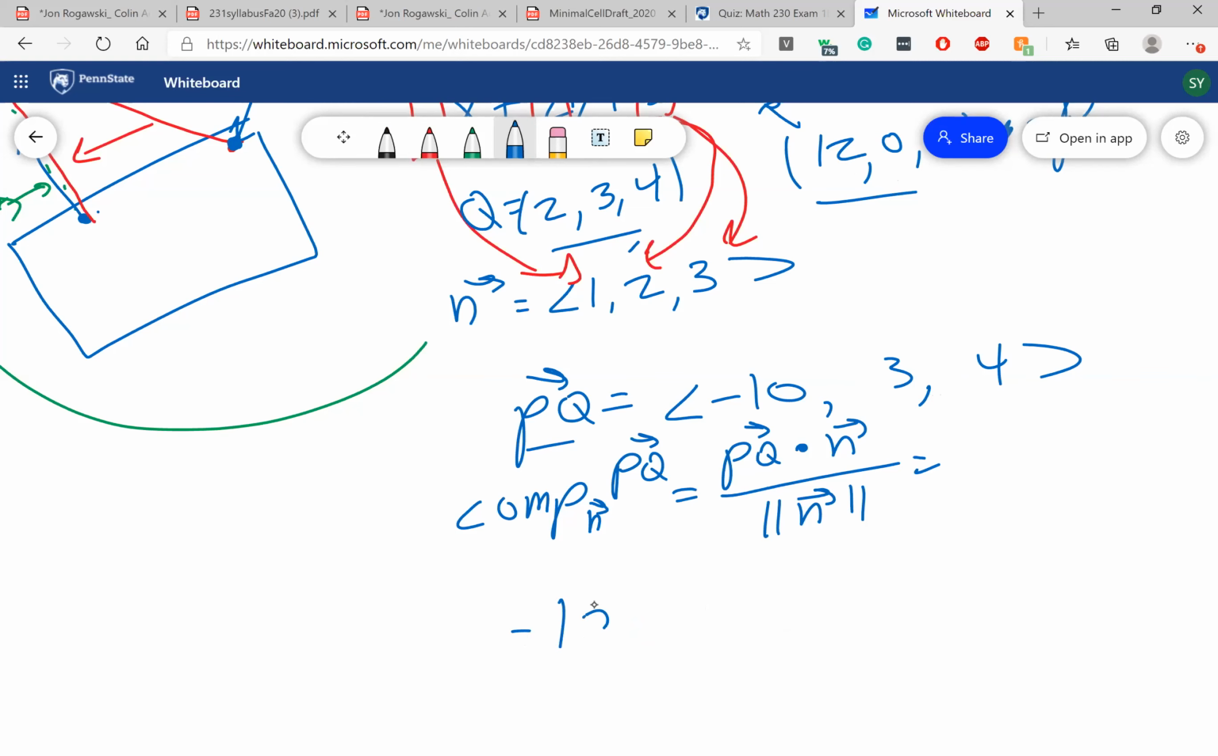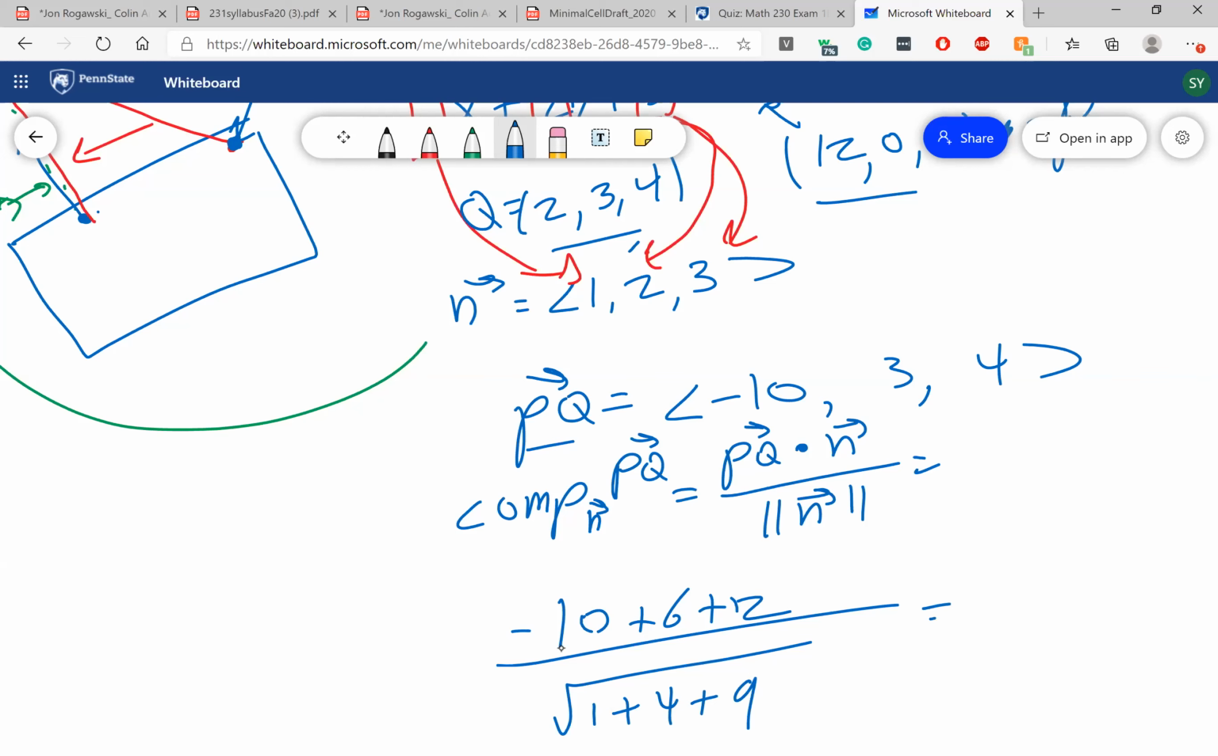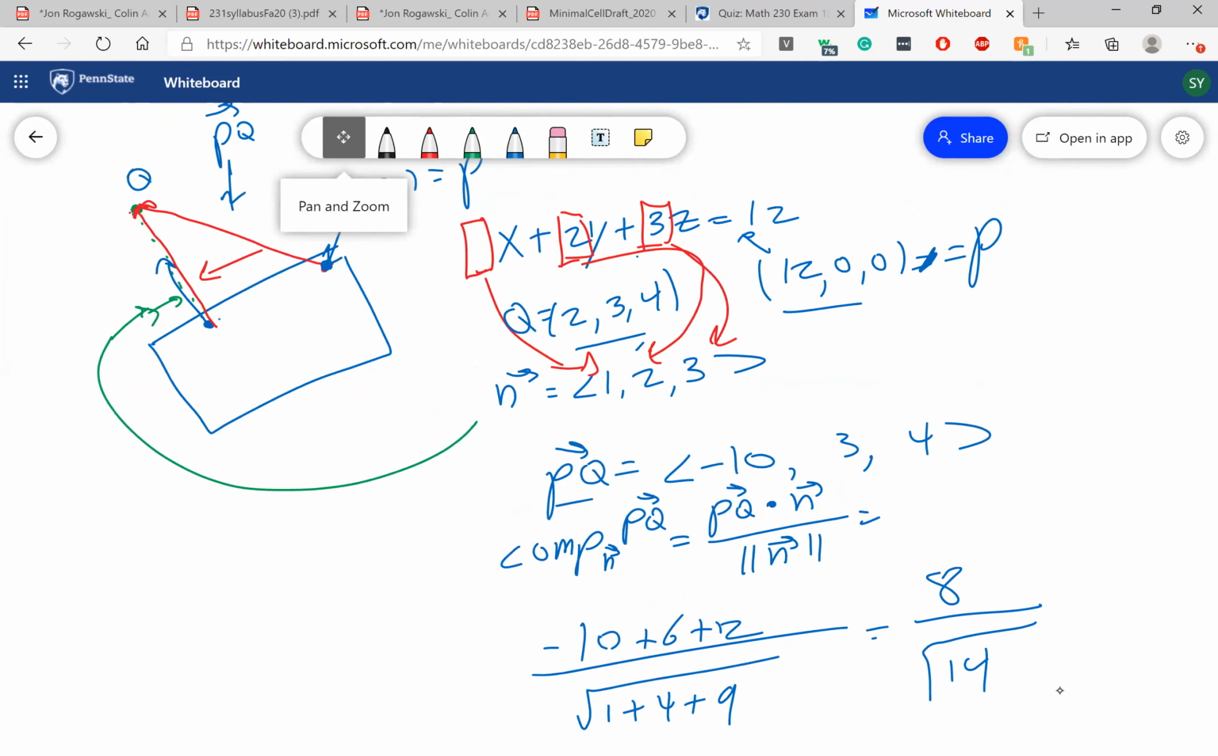Okay. So now this is going to be negative 10 plus 6 plus 12. All of this over the norm of n, which is the square root of 1 plus 4 plus 9. So then this is going to be equal to 8 over, and then this over here is 5 square root of 14. Right? Any questions about this?